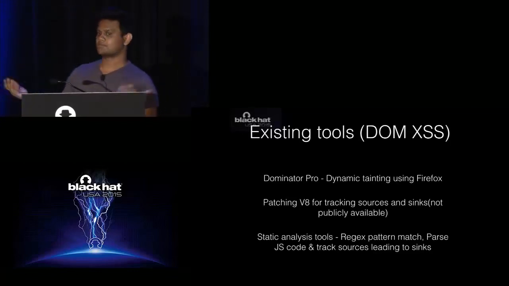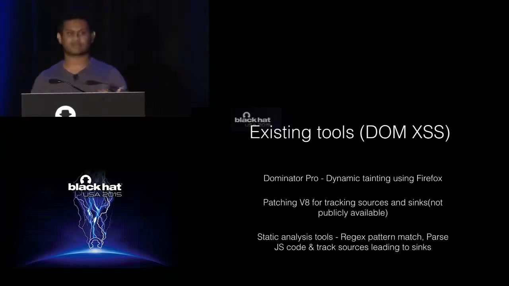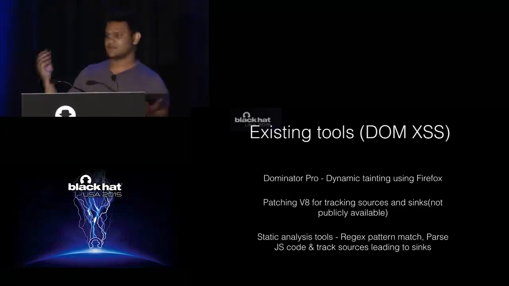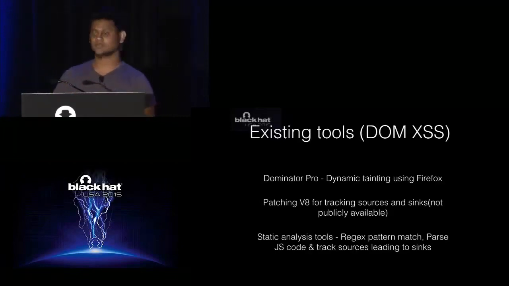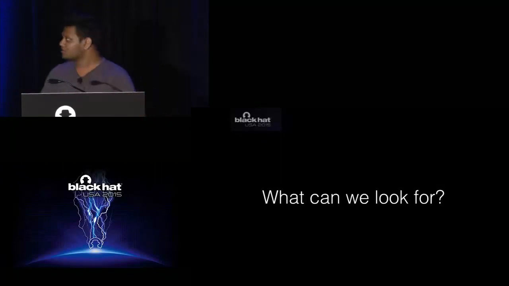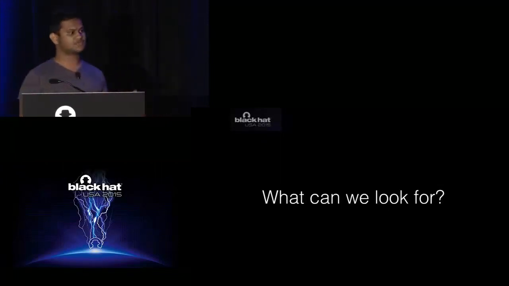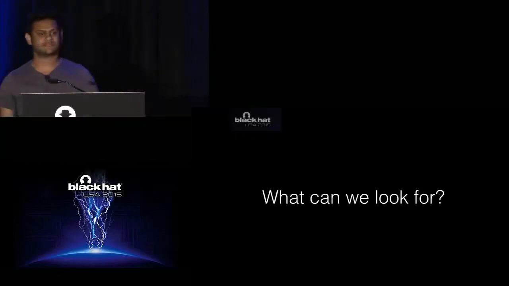So it's a problem for pen testers. And even static analysis, I said, can be useful in some cases, but I'm not a big fan of regex and simple string matches trying to find vulnerabilities in complex web apps. So I thought of a way. So what can we look for? In addition to DOM XSS, I found it's not just DOM XSS, the source-to-sink flow, that's the problem.